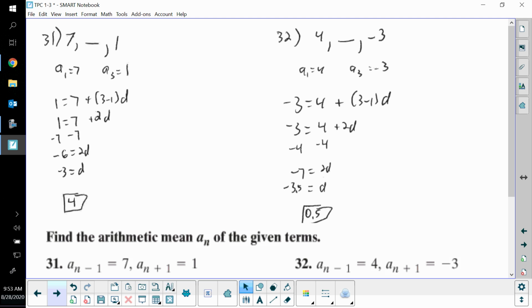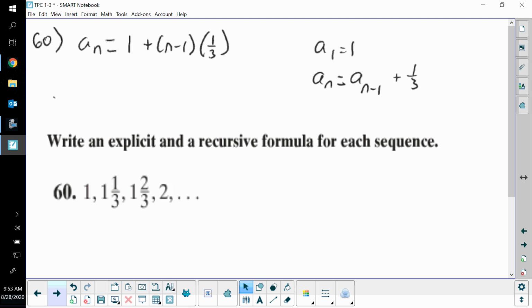And similar idea with each of the others. So you're putting an arithmetic mean in between. And then your explicit and your recursive formulas. Explicit, you're just filling in the d and the a1, and the recursive, you always tell what a1 is, and then what your pattern is. In this case, we're adding 1/3.